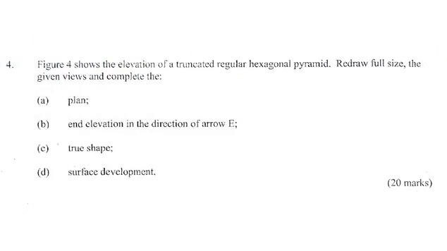The question goes like this. Question number 4. Figure 4 shows the elevation of a truncated regular hexagonal pyramid. Redraw full size the given view and complete the A. Plan, B. End elevation in the direction of the arrow E, C. True shape, and D. Surface development. Remember, when we are asked to draw full size, the scale is 1:1.